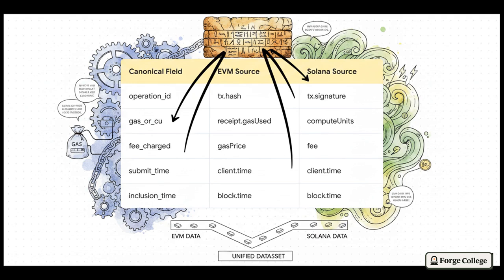We take the EVM's gasUsed and Solana's compute units and map them both to a neutral canonical field we call gas_or_CU. We map the effective gas price and Solana's fee to a unified fee_charged field. Doing this ensures that downstream, when we're comparing these platforms, we aren't getting completely confused by their specific terminologies. We translate the whole shebang into one unified neutral dataset.